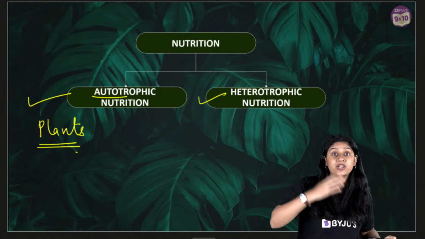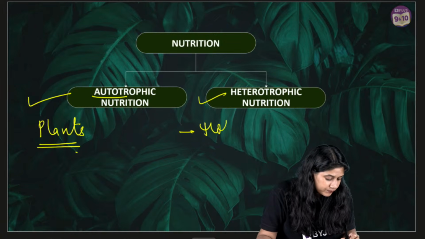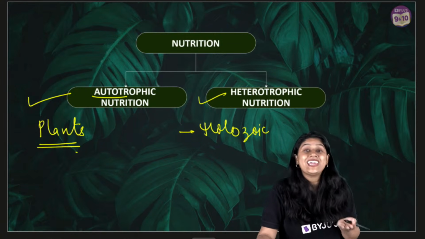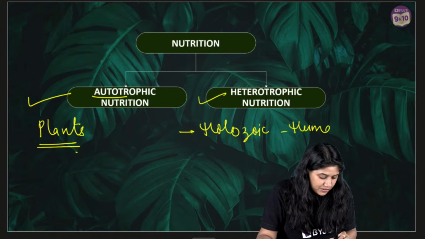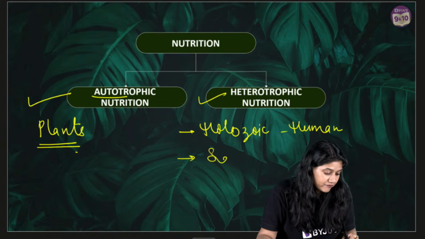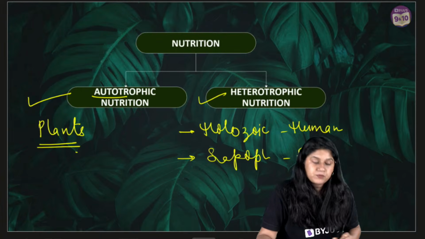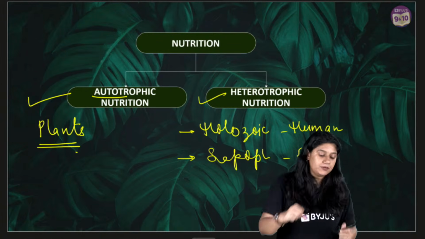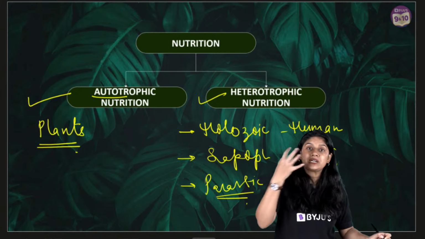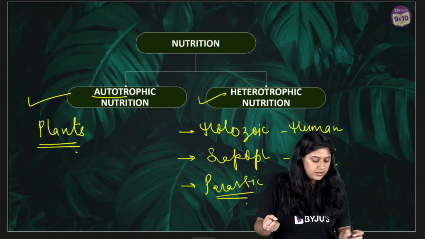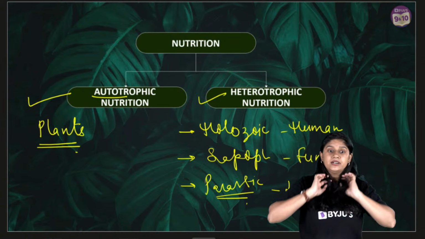In that also we have different modes of how they take food. The first mode was the Holozoic mode, in which we take the food inside the body and then digest it. Humans are the example for it. Then we have the saprophytic mode of nutrition. Fungi are the example, where they feed on dead and decaying matter. And lastly we have the parasitic mode, where the parasites take the nutrient from the host. The example for this is the louse. Remember this, everyone. Everyone, are we clear up to here?